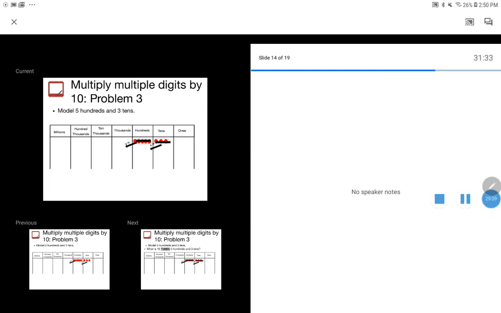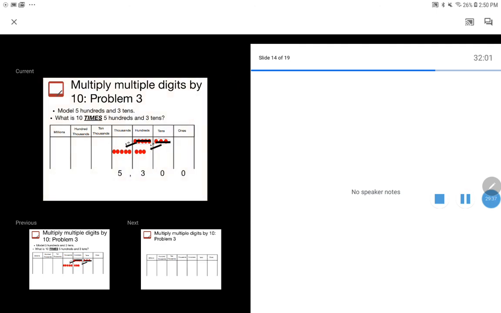So what happens to those 500s, Ainsley? They move to the next place, which is the thousands. So then I have 5 thousands. And how about those 3 tens? What happens to them? They move to the hundreds place. So what is 10 times 500s and 3 tens? 5,300. Very good.